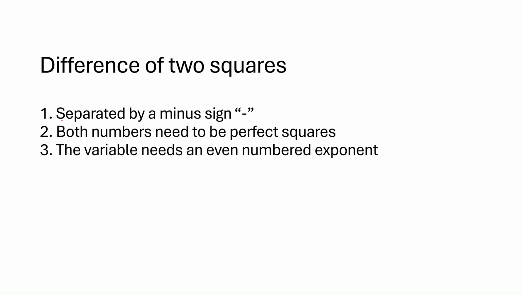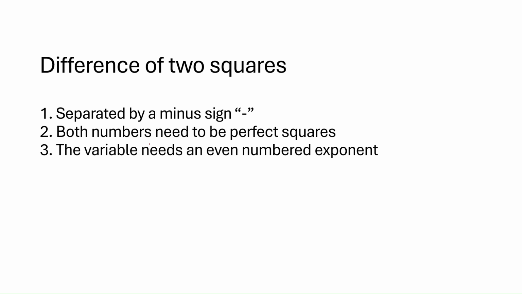Fun fact, in the phrase difference of two squares, the difference stands for minus. Difference is subtraction. Number two, both numbers need to be perfect squares. So as you can also see, DOTS mentions difference of two squares. And number three, the variable needs an even numbered exponent.